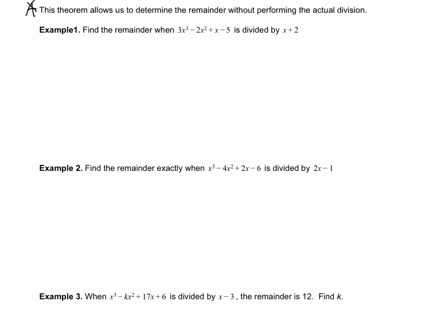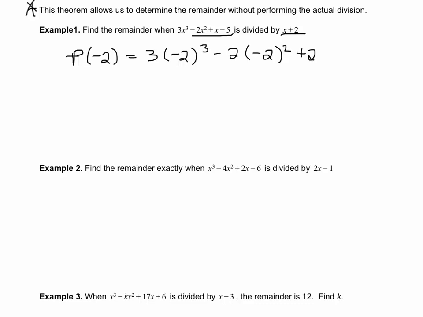In the first one, it asks us to find the remainder when 3x cubed minus 2x squared plus x minus 5 is divided by x plus 2. Our theorem tells us that if we're dividing by x plus 2, if we sub in f at negative 2, then we should be able to find our remainder. We're going to put in negative 2 wherever there is an x. We've got plus 2 minus 5, and then we're going to solve for this.